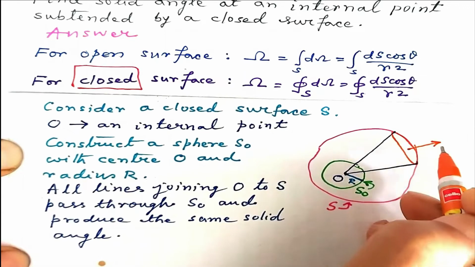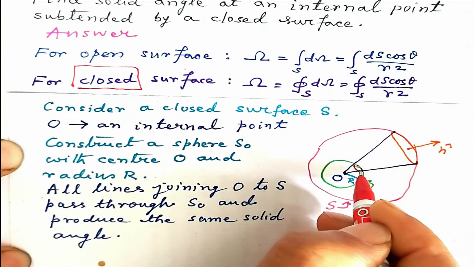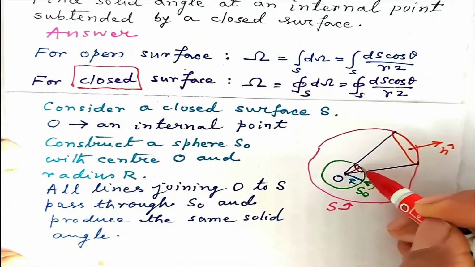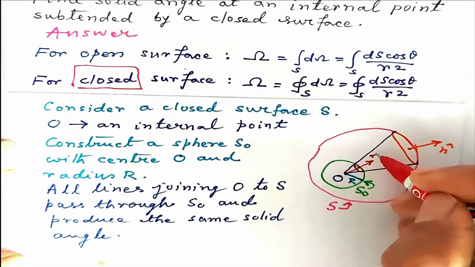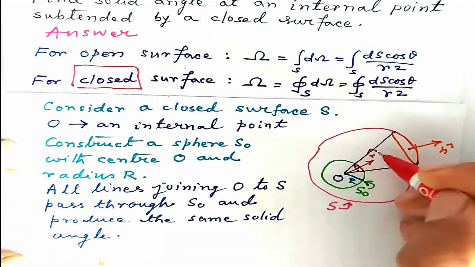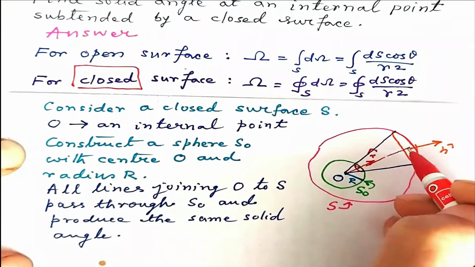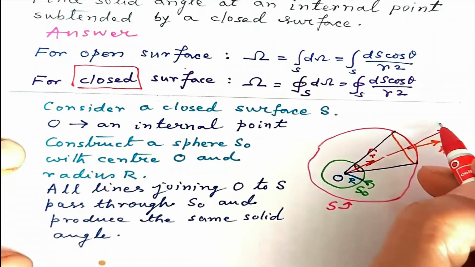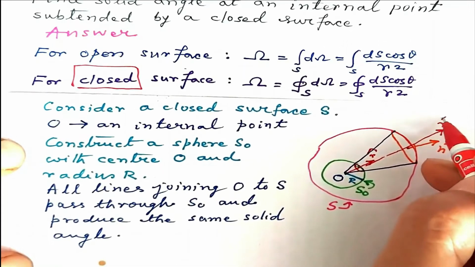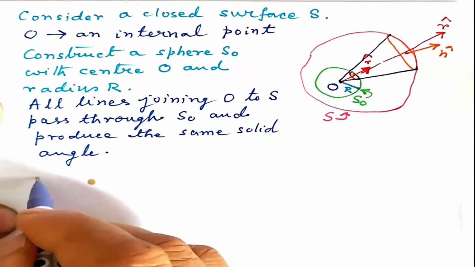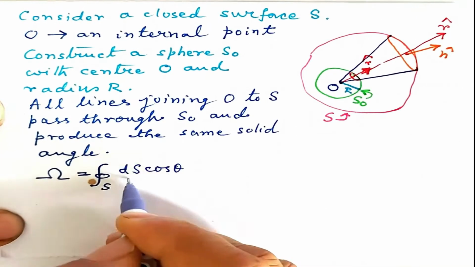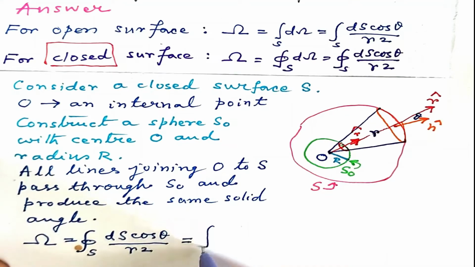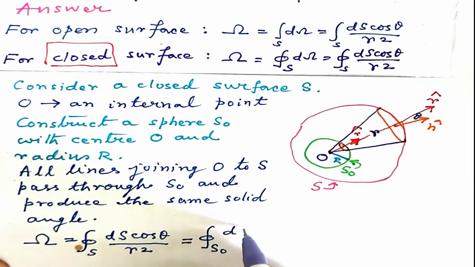Normal to it is n hat. Also, this elemental area dA is intercepted on sphere S0. The normal to it is r hat, the radial unit vector. We can extend it, and this is r hat intersecting dS obliquely. So, omega is integration over S of dS cos theta by r square, or equivalently it is integration over closed surface S0 of dS cos theta by r square.